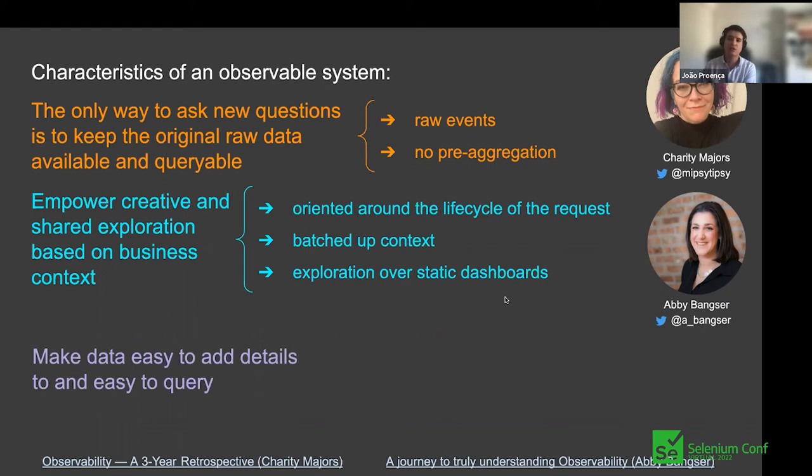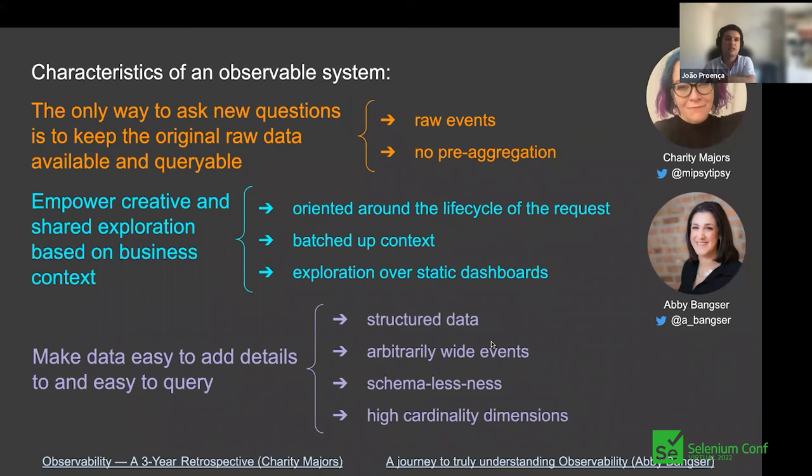Finally, it's also really important to make data easy to add details to and easy to query. I didn't go too much into this, but it was also a pain for us. It means that from a developer experience perspective, if you want to add more data to the system because you believe it will be useful for future questions, adding that data should be a frictionless experience. So you should have structured data, make that data as wide as possible, and be able to add as many details as you want. You shouldn't have really strong schemas that dictate you can only have these types of data in these places. You should have flexible data that allows you to add new details and new structure if you want to, and make the data really, really rich.